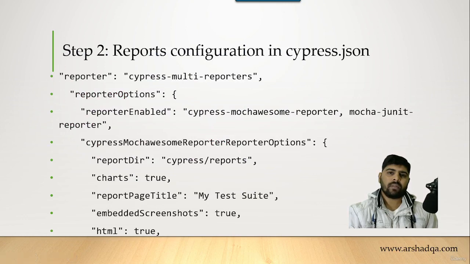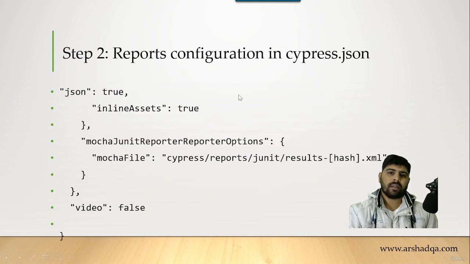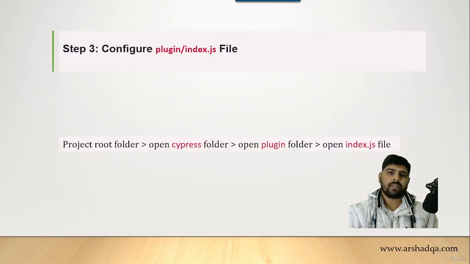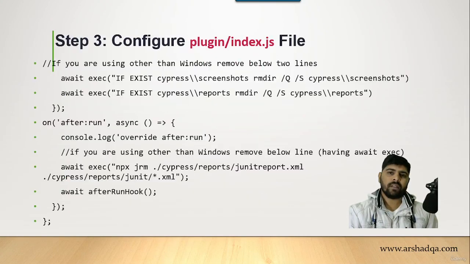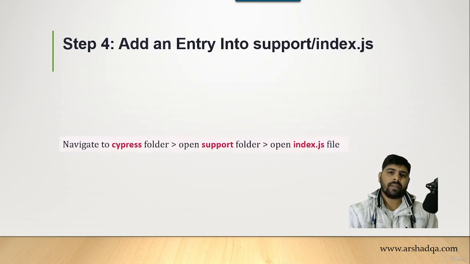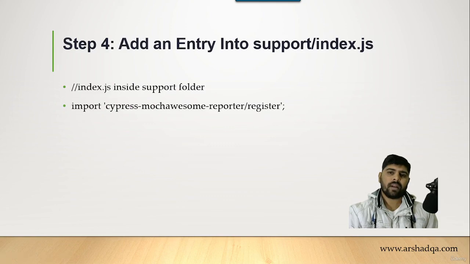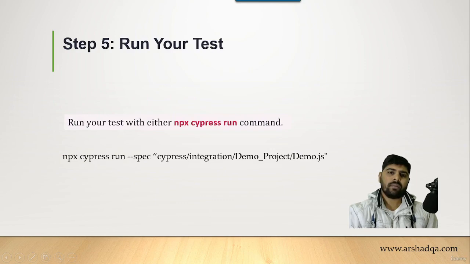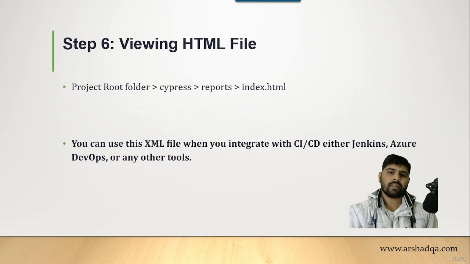In step 2 we need to configure cypress.json. In step 3 we need to configure the index.js file, and here you can see this code needs to be required. In the 4th step we add an entry to the support/index.js file, which should import cypress-mocha-junit-reporter/register. In the 5th step we run the tests with npx cypress run, and a specific file can be run. We can view HTML files in the reports folder, in index.html; in our case we named it index.html.